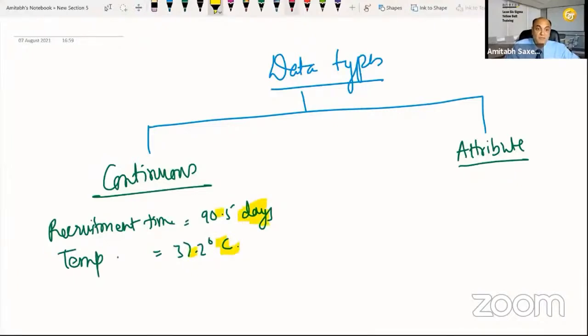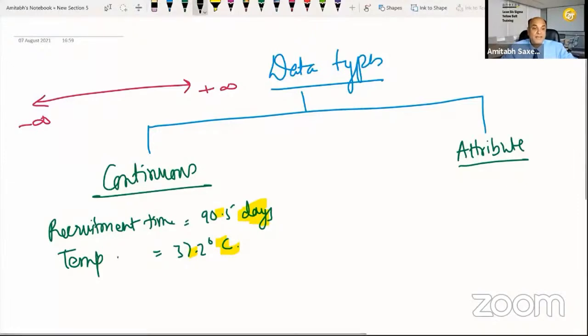and there is a possibility of a decimal point. That means these numbers can be expressed on a number line. Number line takes the values between minus infinity to plus infinity. Any number, 90.5369, is also possible on that continuous data. That is why it is known as continuous scale. Now, how about the attribute data?